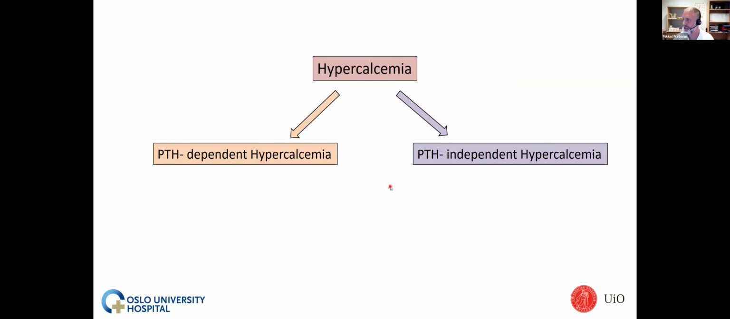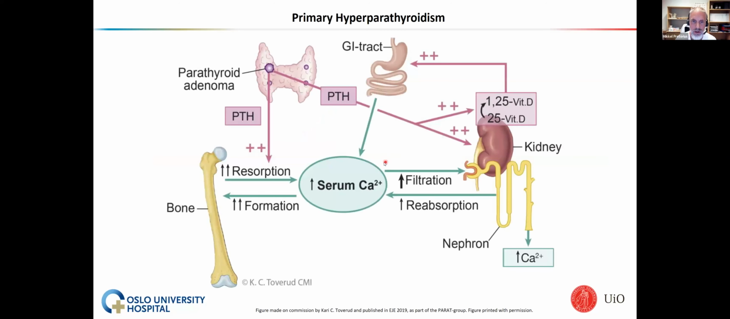When we are talking about hypercalcemia, we normally divide it into PTH dependent and PTH independent. As most endocrinologists know, the most common PTH dependent reason is primary hyperparathyroidism. In this situation, PTH from, for example, a parathyroid adenoma increases bone resorption. It also increases bone formation, but filtration is increased more than reabsorption. So calcium excretion is often high in this disease. And of course, it activates vitamin D, and all of this in sum leads to a chronic hypercalcemia.